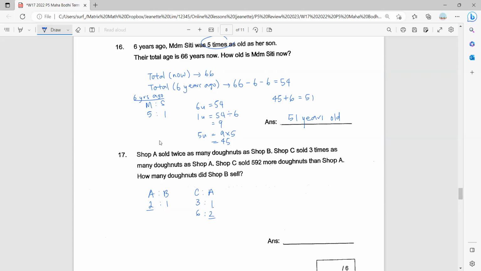Now what is 592? 592 is the difference between shop C and shop A. C versus A, 6 minus 2, 4U. So then 4U is 592. 1U is 592 divided by 4.